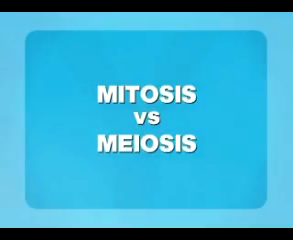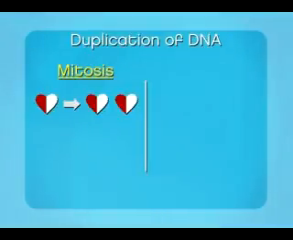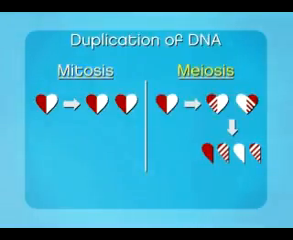Wow, without sexual reproduction and meiosis, life would be so boring. Before we go, let's take a second to compare mitosis and meiosis. Both processes require the initial duplication of DNA. The main difference is that mitosis starts with 1 diploid cell and uses 1 division process to create 2 identical diploid cells, while meiosis starts with 1 diploid cell and uses 2 division processes to make 4 haploid daughter cells.